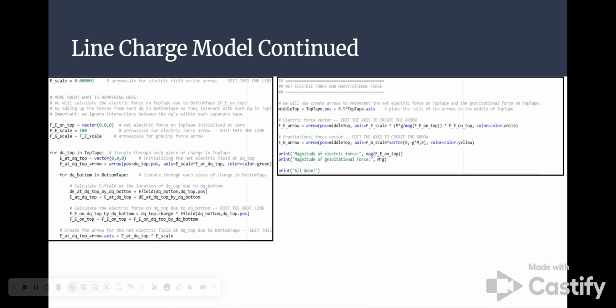So the code on your left, first I'm scaling the electric field vectors so we can see them on the visual, and then we're iterating through each piece of tape, integrating. This code is the integral. Then on the right, we are applying the net electric and gravitational force, allowing our arrows to come to life, and then we are printing out our results.